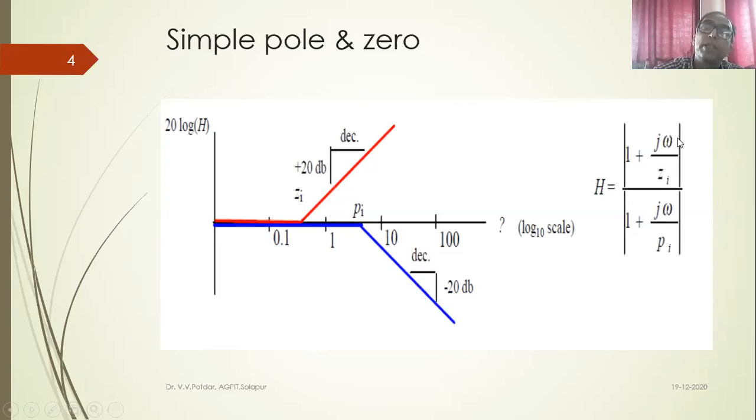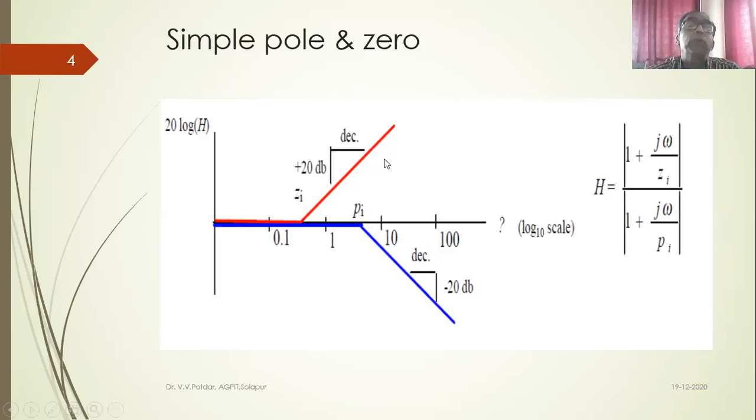And for a simple 0, I have got a straight line of slope plus 20 decibel per decade. So these things you have to remember, friends. For simple 0 of a transfer function, I'll be having a magnitude plot as a straight line of slope plus 20 decibel per decade. So these could be the questions for your MCQ regarding Bode plot.